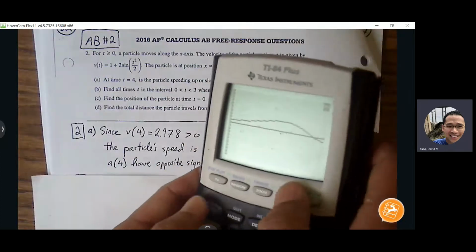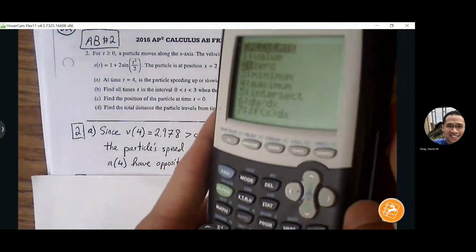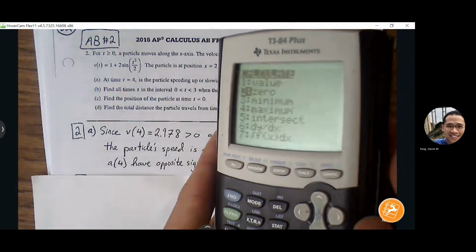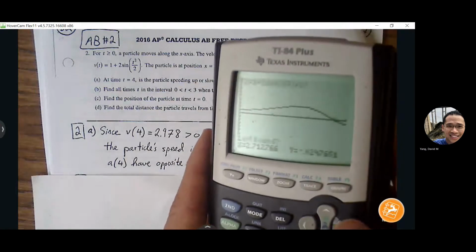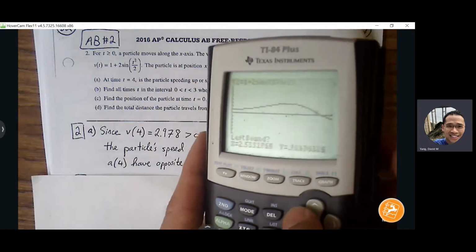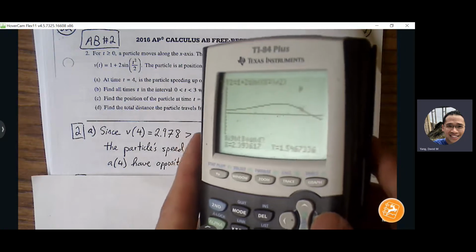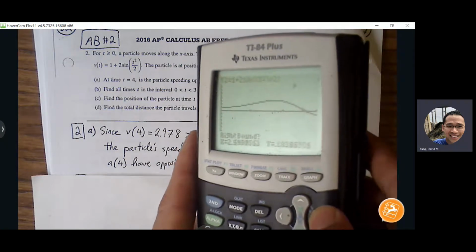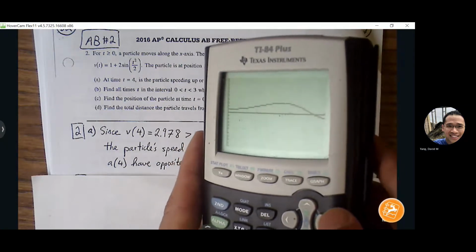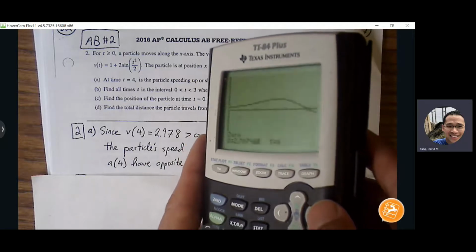So if we do second trace, 0. Choose a point to the left of the x-intercept, hit enter. Pick a point on the other side of the x-intercept, hit enter. 2.707.